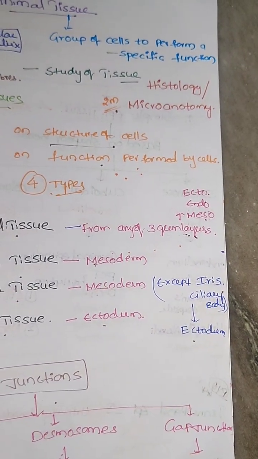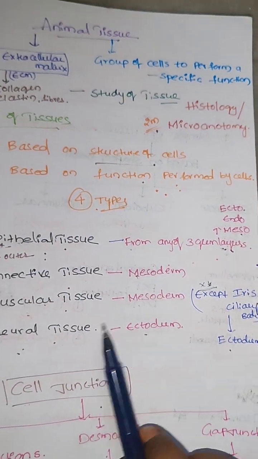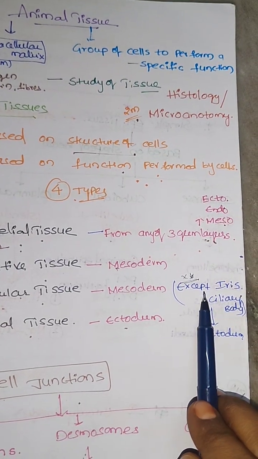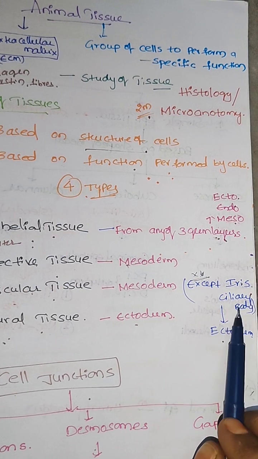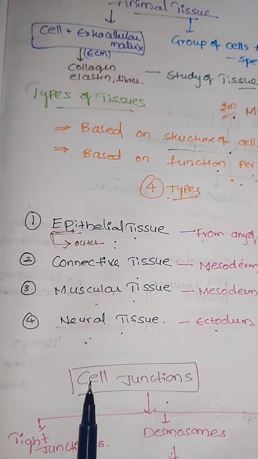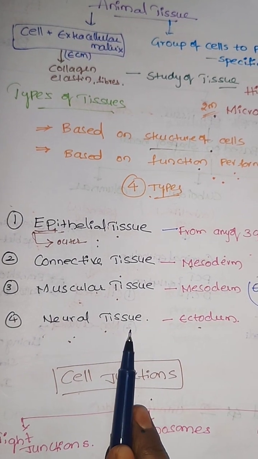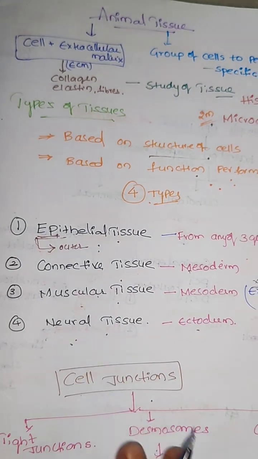Maybe the question may arise from these exceptions. You have to concentrate here. It is a muscular tissue, but the exception is the iris and ciliary body. These two originate from the ectoderm, not mesoderm. Then neural tissue originates from the ectoderm of the germ layer. So this is the question area.